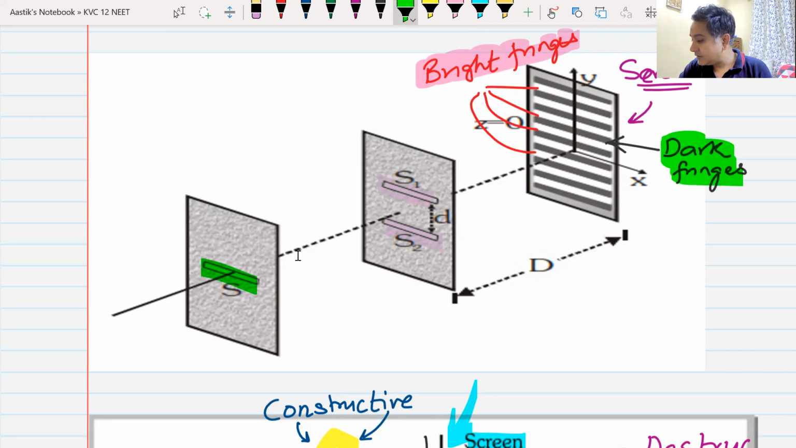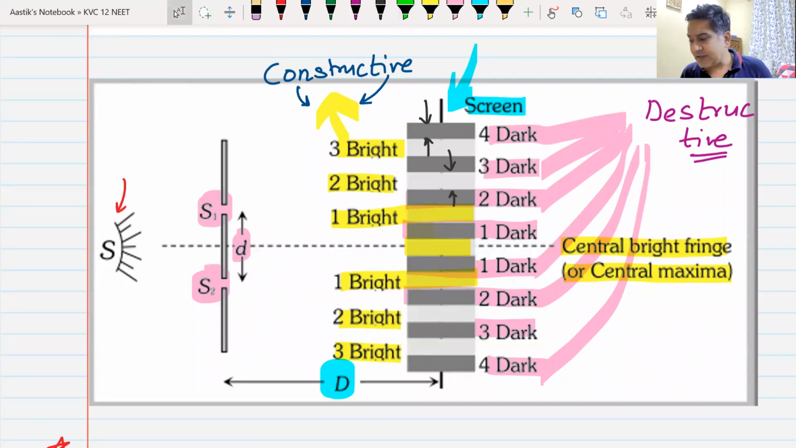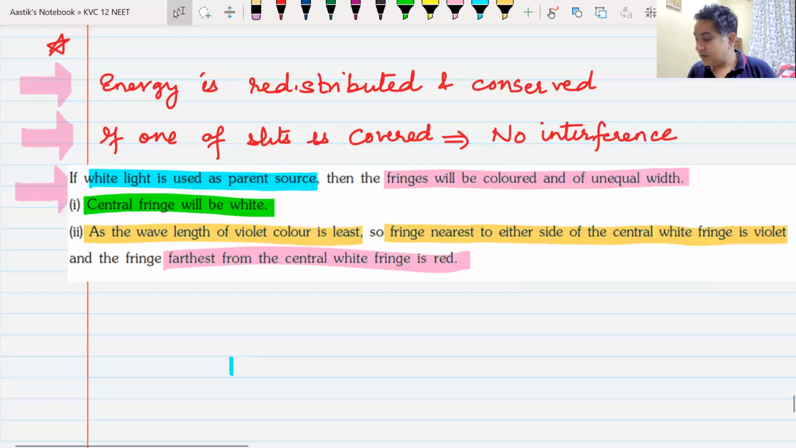This was a diagram that we had, with alternate dark and alternate bright fringes. Yes or no? So we will carry on with this. We were writing some points on this, and we'll continue with those points. Remember, these are the points which are going to come in the exam. We had seen a couple of points.